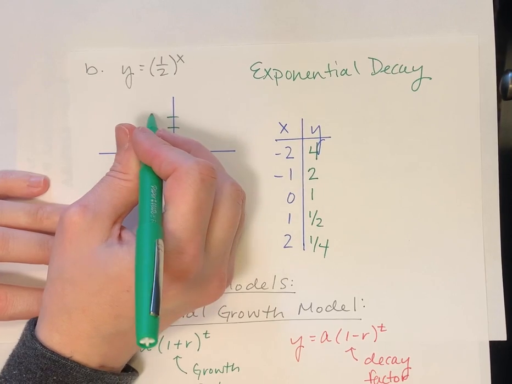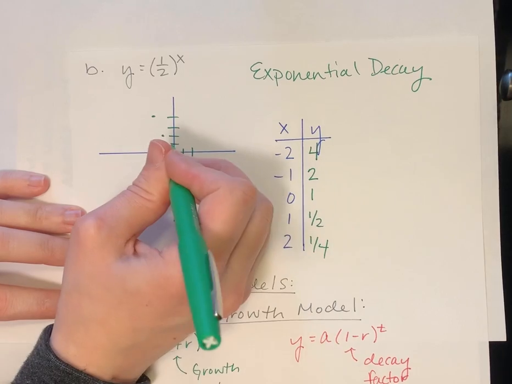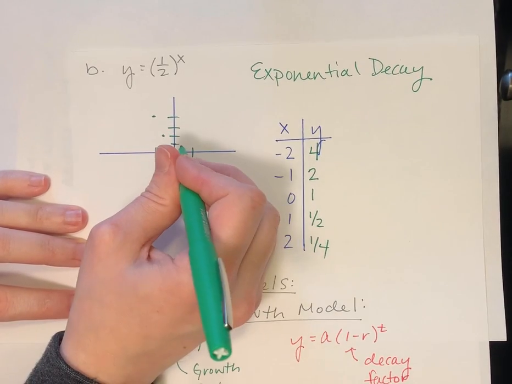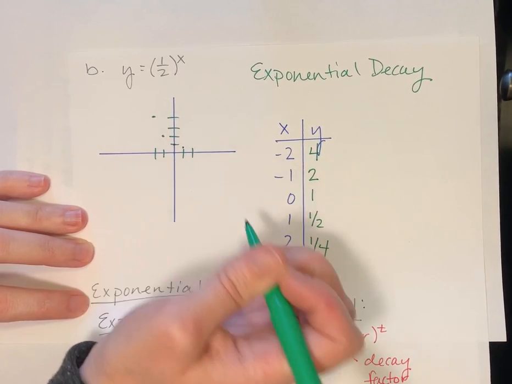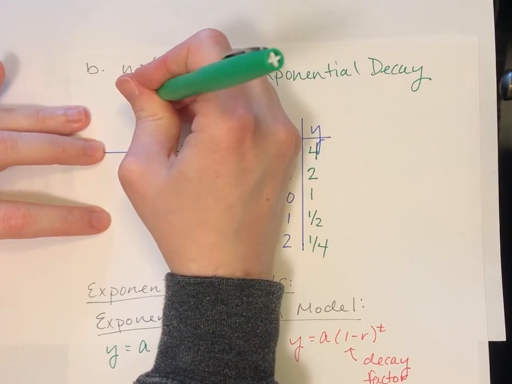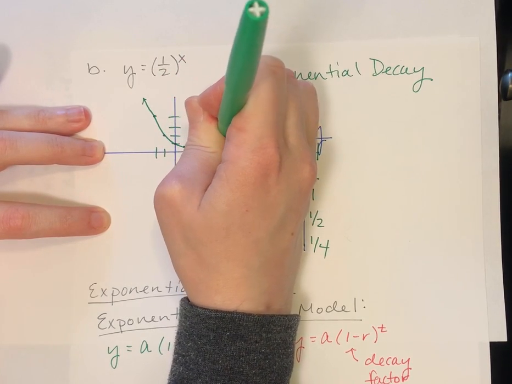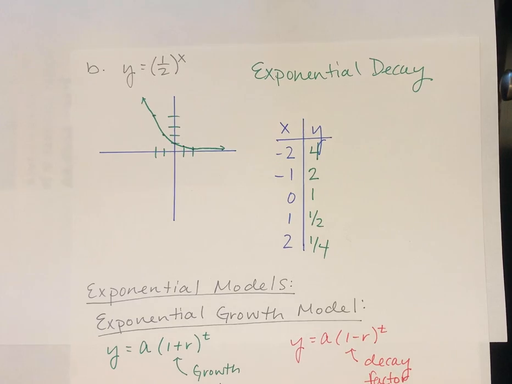At -2, I'm at 4; -1 and 2; 0, 1; 1, 1/2; and 2, 1/4. So you're just going to curve through the points. And again, you're going to go toward your asymptote, but you're never going to cross it. And this matches with what I said: this graph should be exponential decay.